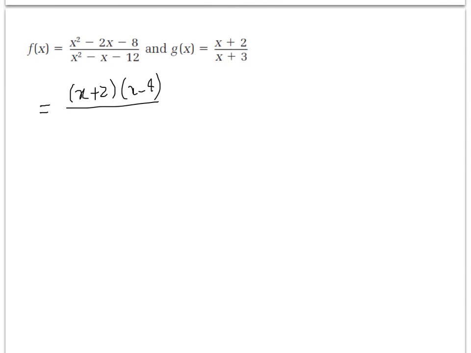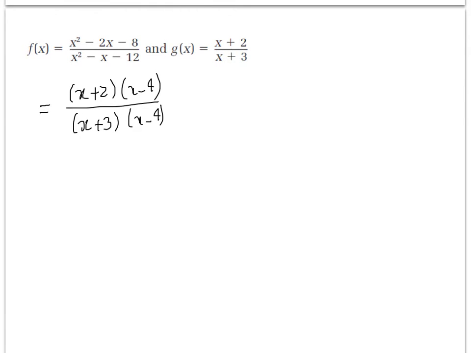Now the denominator is x squared minus x minus 12. Again, the leading coefficient is 1, so I can use the sum and product. Look for two numbers. The product is negative 12 and the sum is negative 1. So the numbers are negative 4 and 3. So the denominator is x plus 3 and x minus 4.